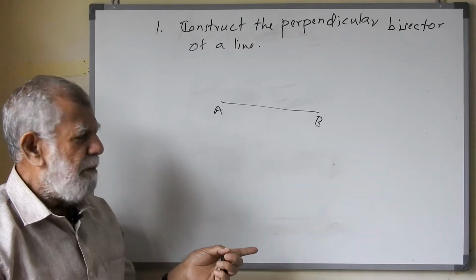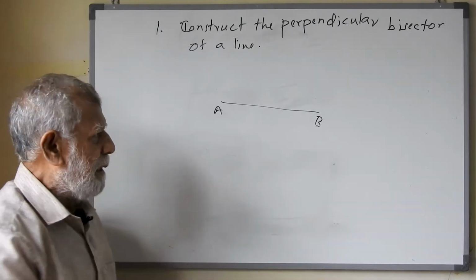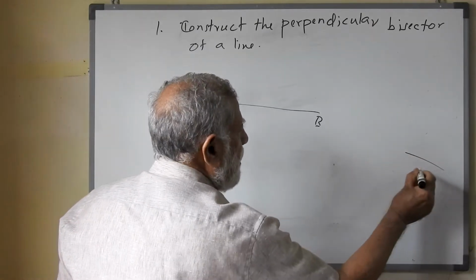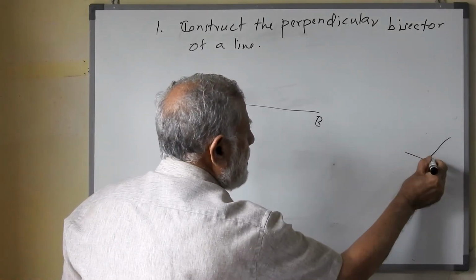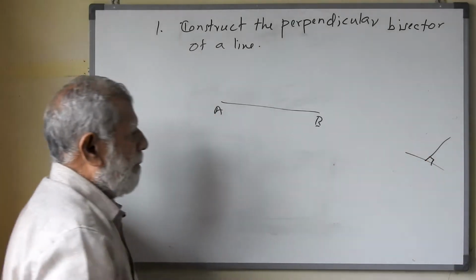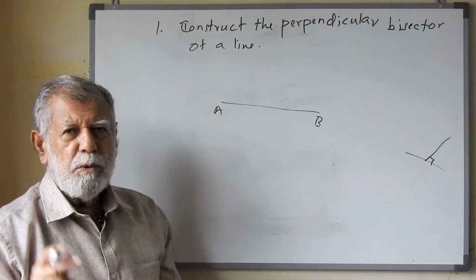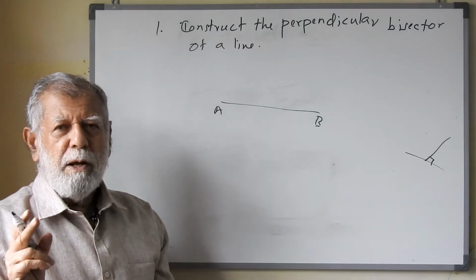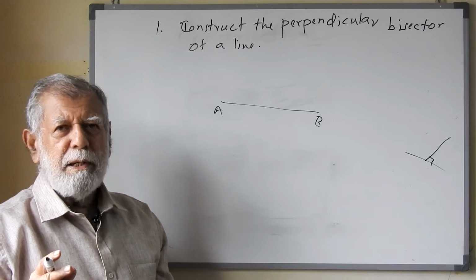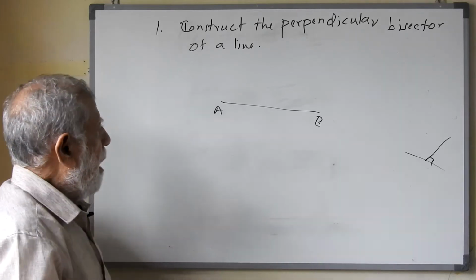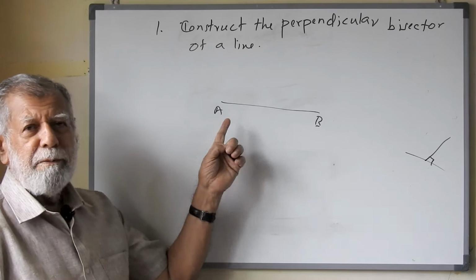Perpendicular bisector. Perpendicular means it is 90 degrees. Now supposing we have a line here, we draw a line perpendicular to this, so this should be 90 degrees here. That is perpendicular. So it should do two things. First of all, it should bisect the line, and secondly, it should be perpendicular. So how to draw the perpendicular bisector of AB?